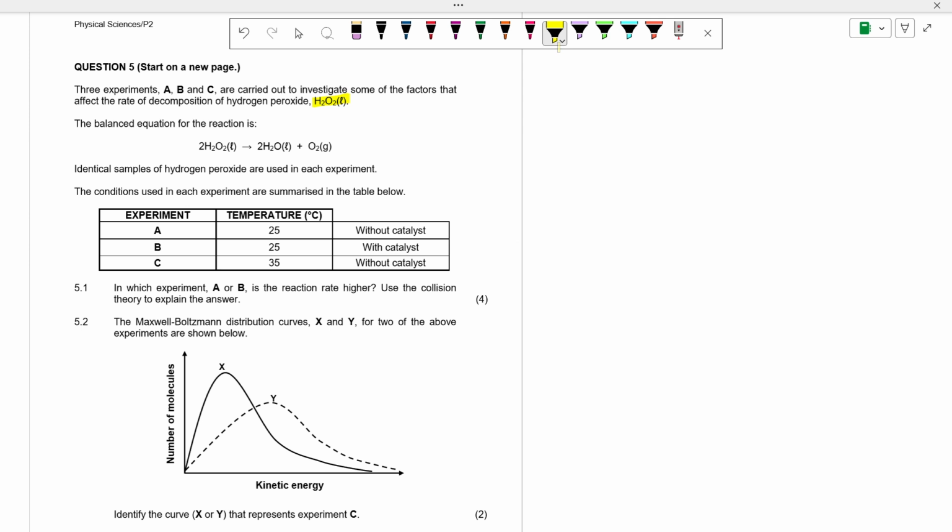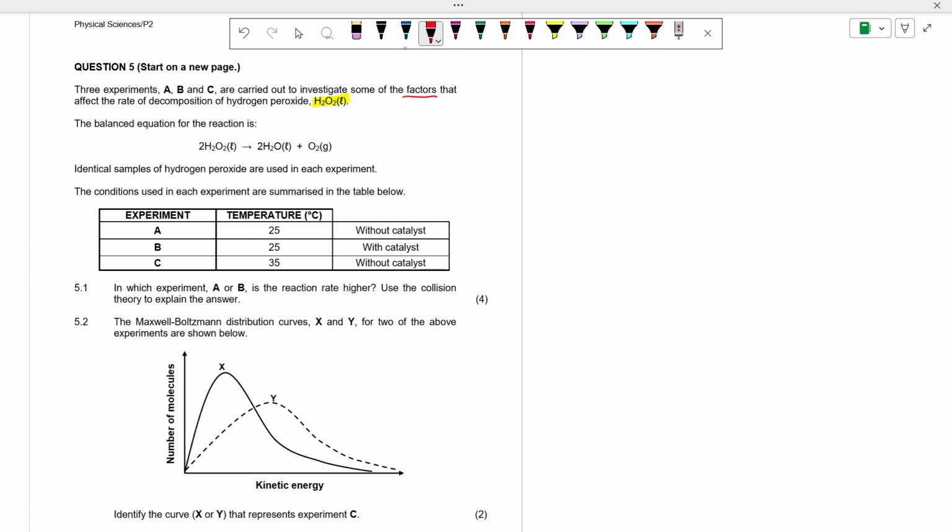Plus oxygen gas. And then they say identical samples of hydrogen peroxide are used in each experiment. And this is what you usually expect for rate of reaction. They'll use the same reaction, maybe 2 or 3 times, but they'll change at least one thing. And that is the factor that we are investigating. Maybe this time we're investigating 2 factors or maybe a few, but there's always this factor that we're investigating in the rate of reaction.